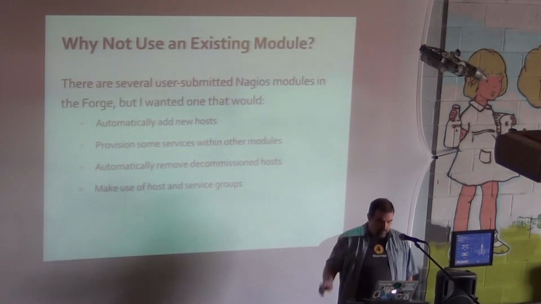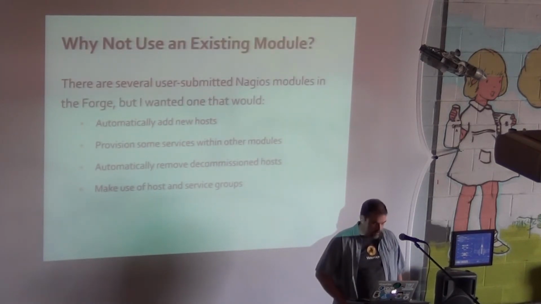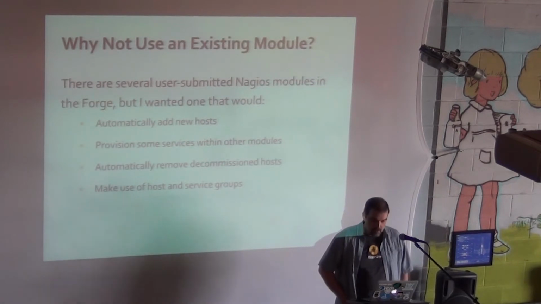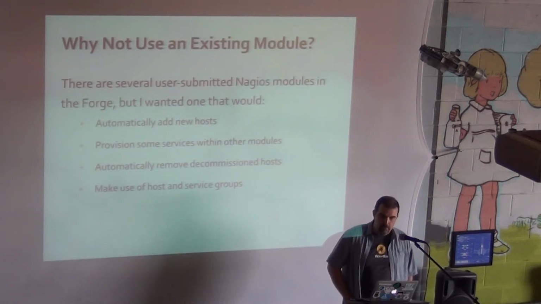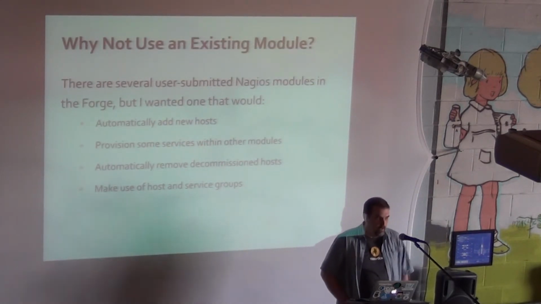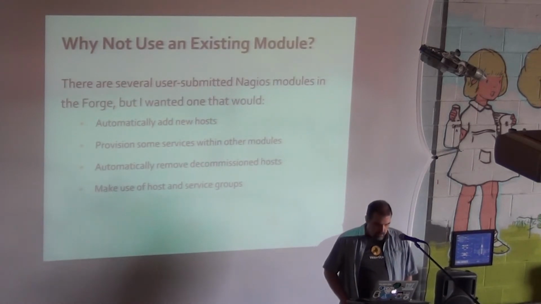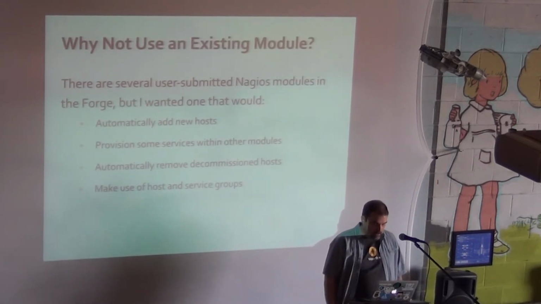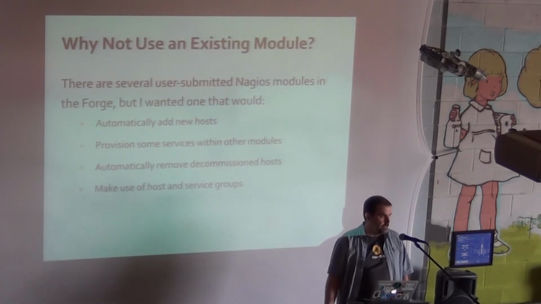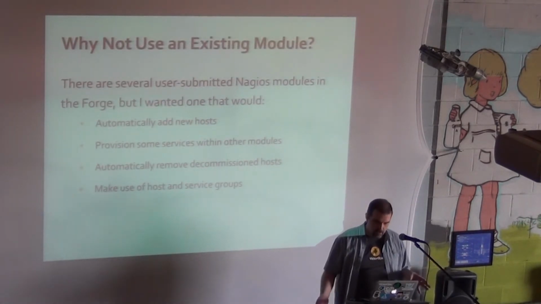All right, now there are several third-party modules in the Puppet Forge for managing Nagios, but none of them suited my particular use case, so I decided to build one from scratch. I wanted the module to automatically add new hosts when they get provisioned. I wanted some service check definitions to be defined with the services themselves. I wanted to automatically remove decommissioned hosts, and I wanted to make use of host and service groups. And I just didn't find anything in the Forge that did all of those things for me.